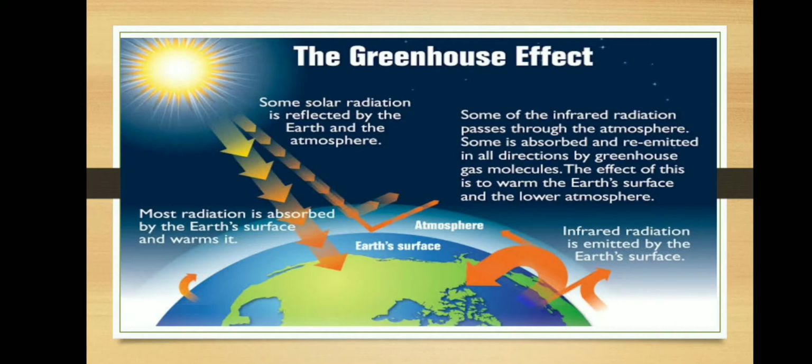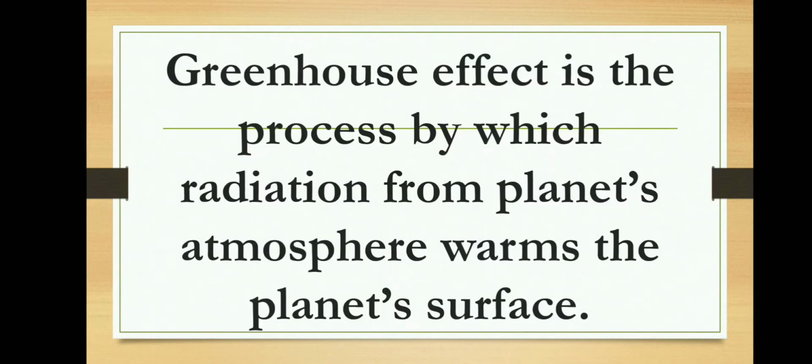This process maintains the Earth's temperature at around 33 degrees Celsius, warmer than it would otherwise be, allowing life on Earth to exist. We can define greenhouse effect as the process by which radiation from planet's atmosphere warms the planet's surface.